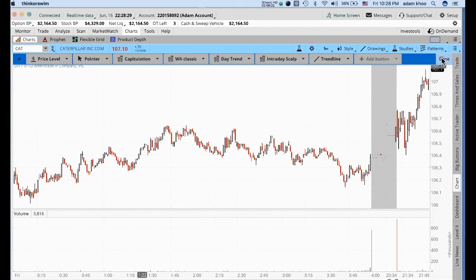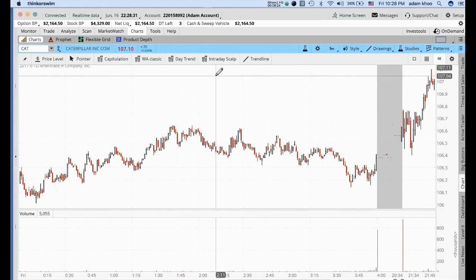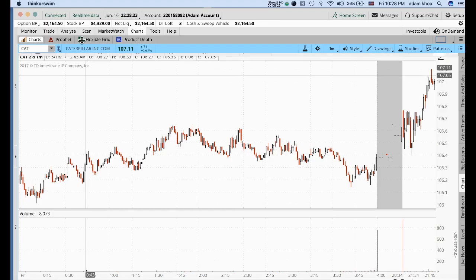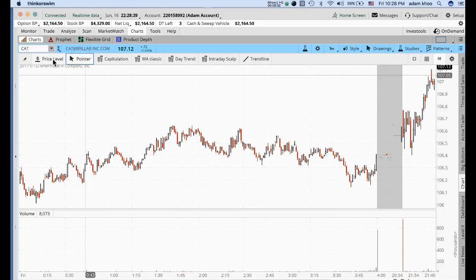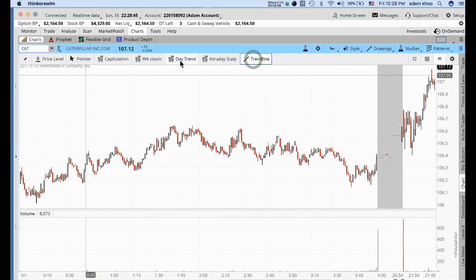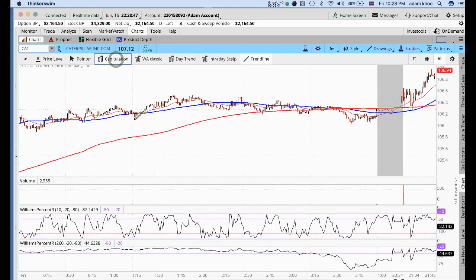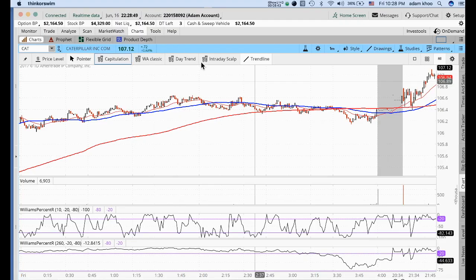When you click done, whenever you mouse over, you get your favorite buttons, where straight away I can go to my pointer tool, I can draw a horizontal trend line or the horizontal support and resistance line, I can draw a trend line, I can go to my capitulation studies. All right, so that's how you use that.